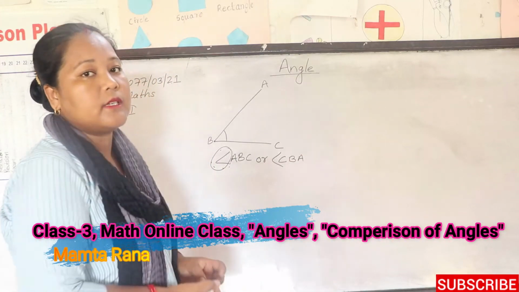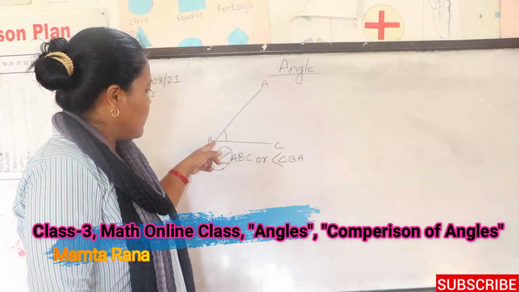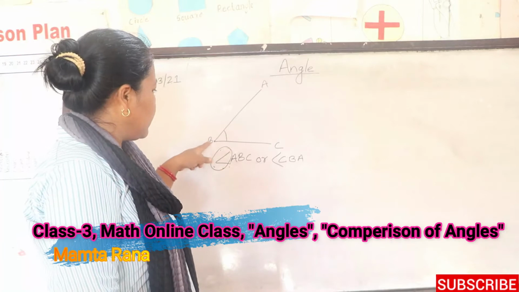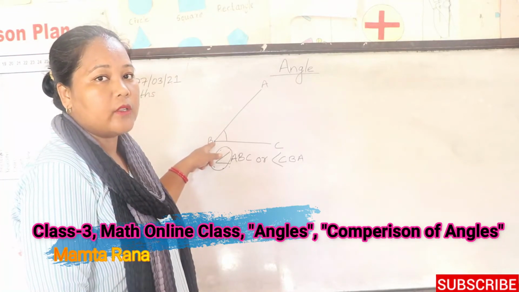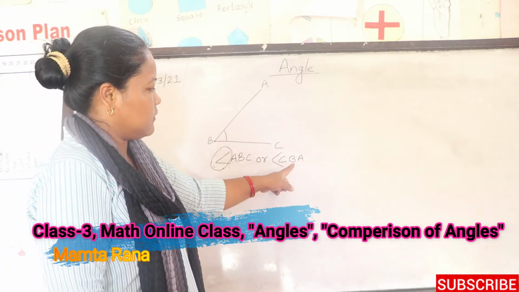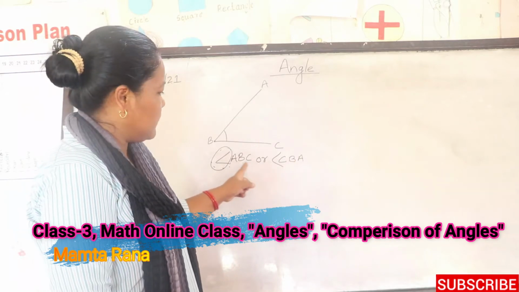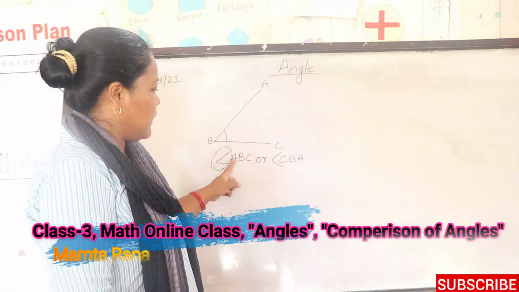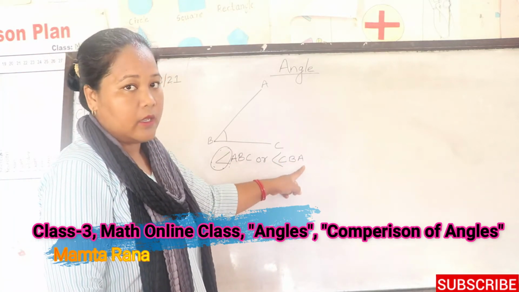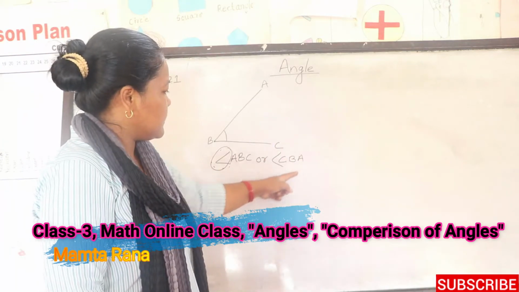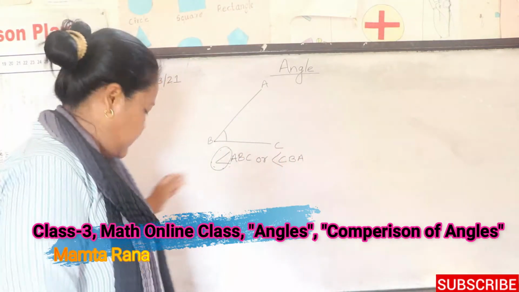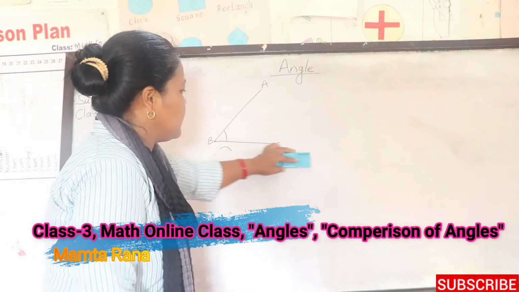While writing the name of an angle, the letter where the angle is formed should be in the middle. Here at point B the angle is formed, so we have to keep the letter B in the middle. Here B is in the middle, and here also B is in the middle. Angle ABC or angle CBA. This is the representation of angle. This is how to write the name of an angle.